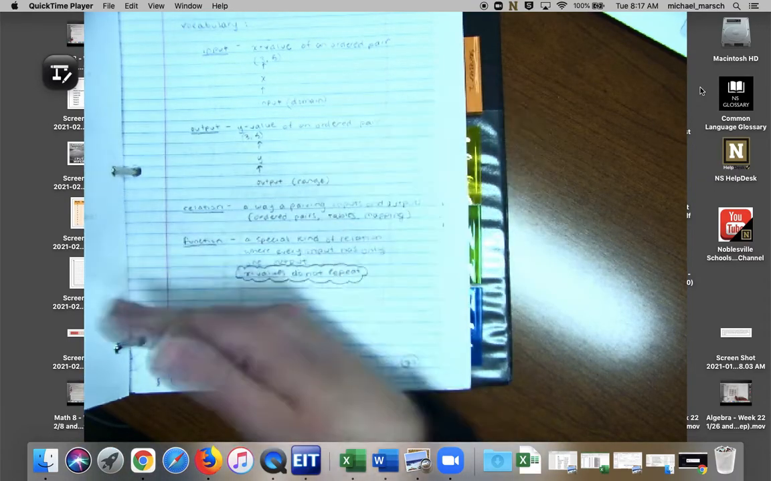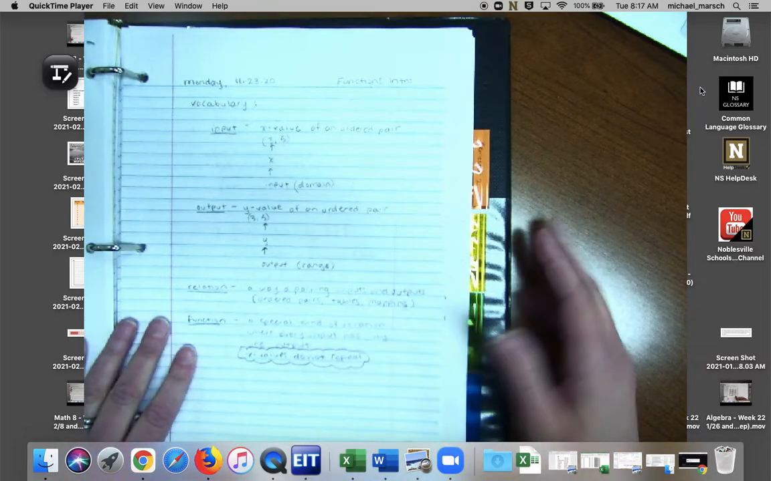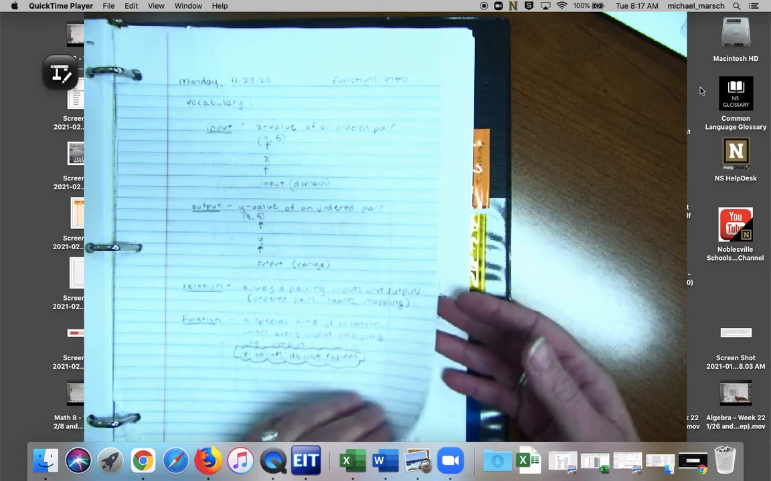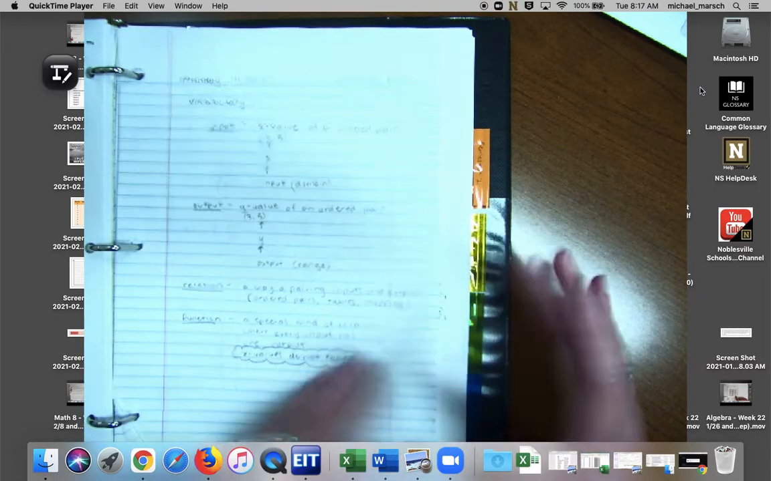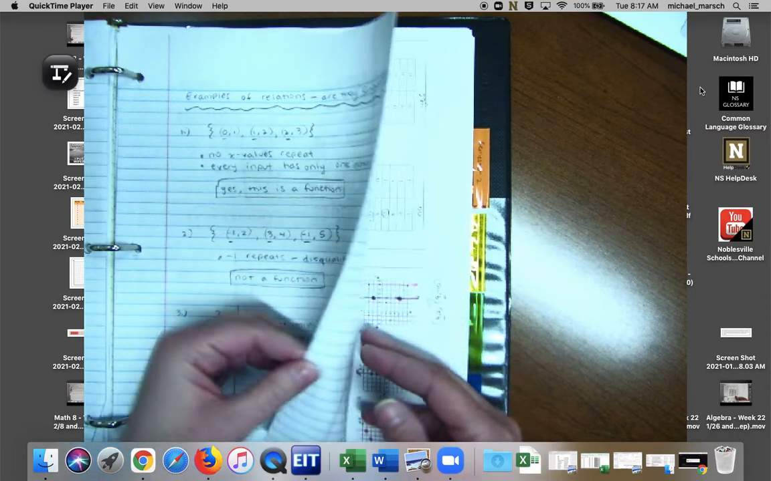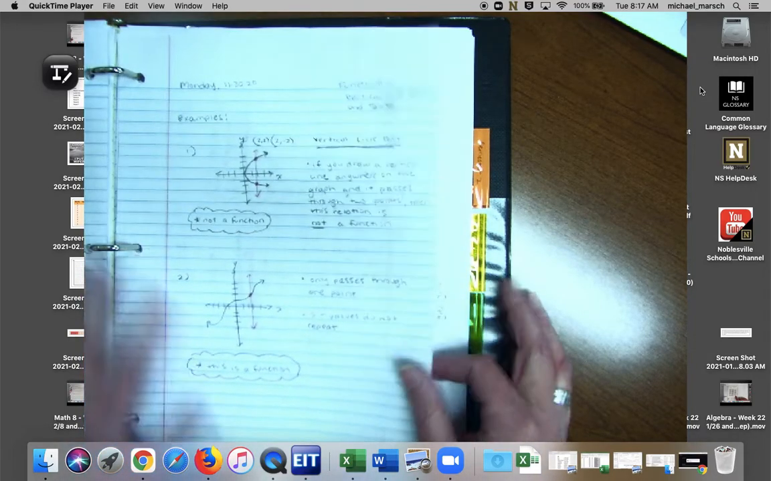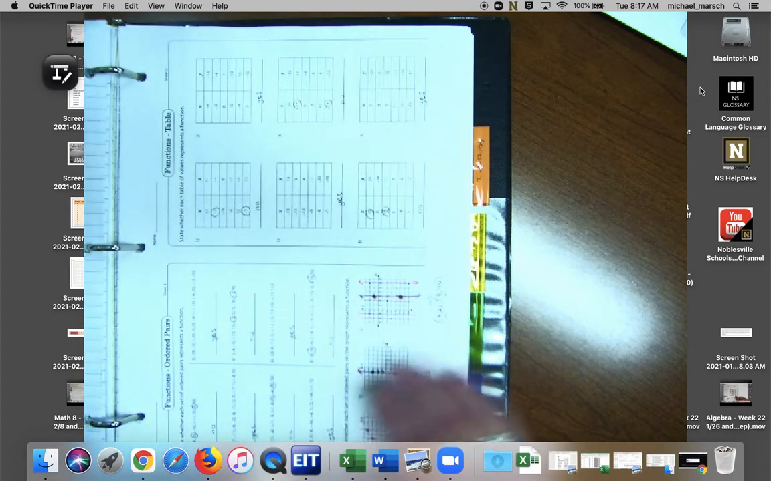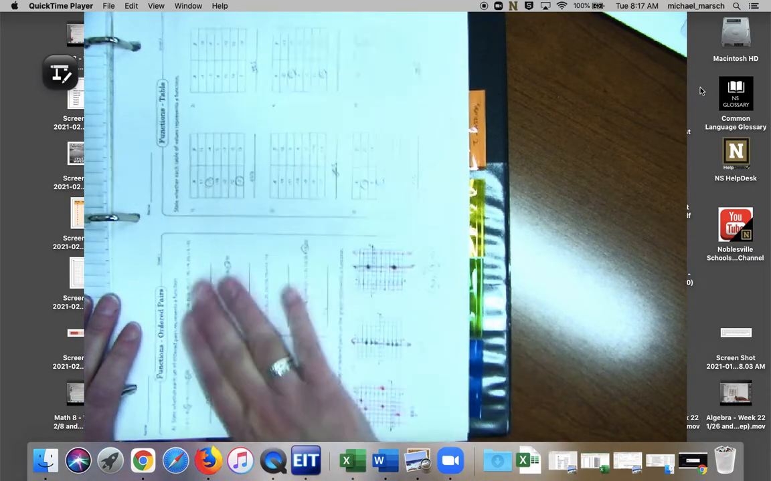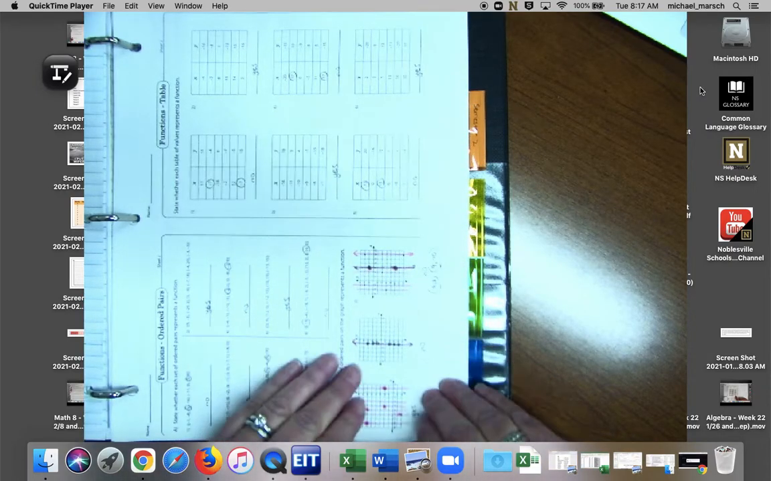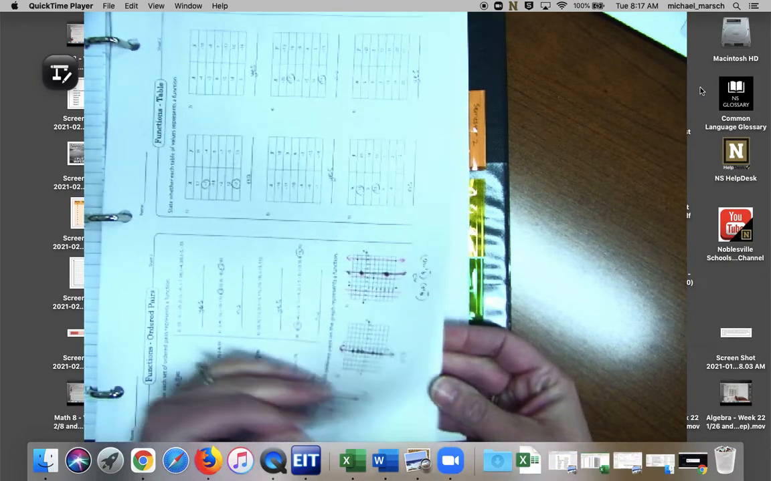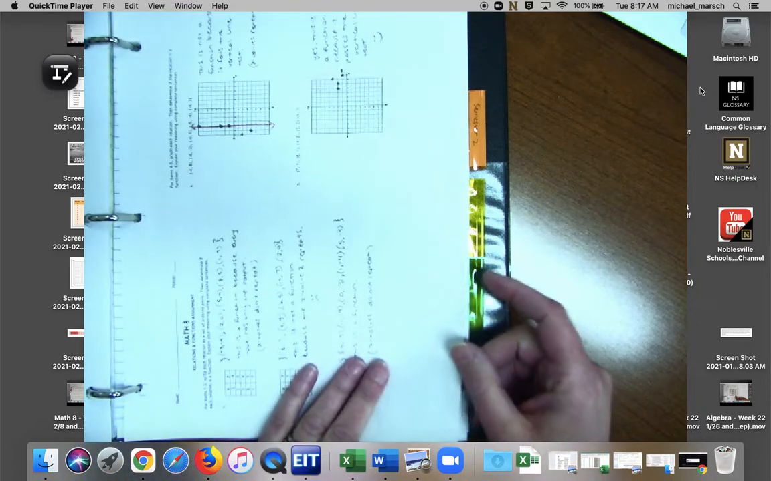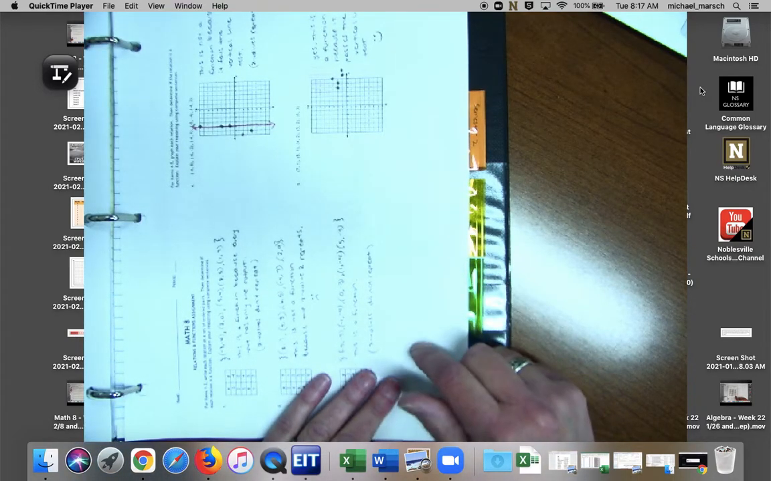So I'm just going to go through here and list off things that you should have in your jam, and we'll just hope that you have them. So functions introduction. Then we have the vertical line test notes from November 30th. And then we have some functions ordered pairs. I believe this was an assignment that you guys had to do. And then we had relations and functions assignment.